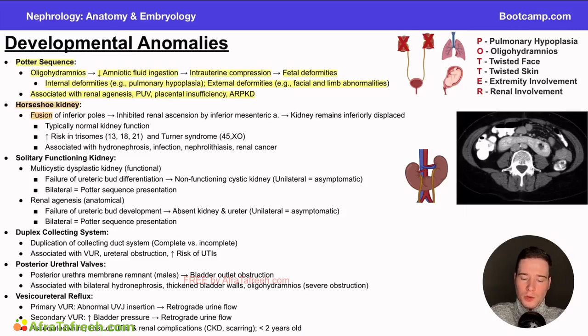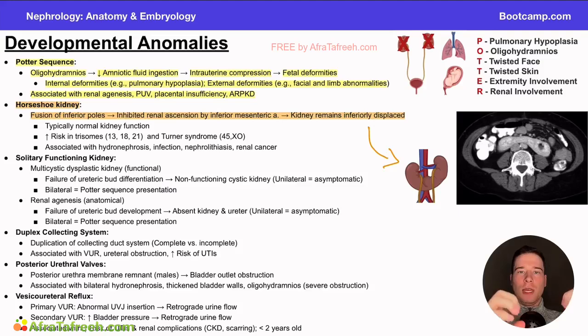And horseshoe kidney is due to fusion of the inferior poles, which inhibits renal ascension by the inferior mesenteric artery, and the kidney remains inferiorly displaced. So here's a really nice image over here. You can see the inferior poles have actually fused. Normally these would come apart, and so that you'd have two kidneys that are ascending on each side. But if they're hooked at the bottom, right, if the poles are fused, well, now you have the kidneys and they get stuck. They're unable to ascend past the mesenteric artery.